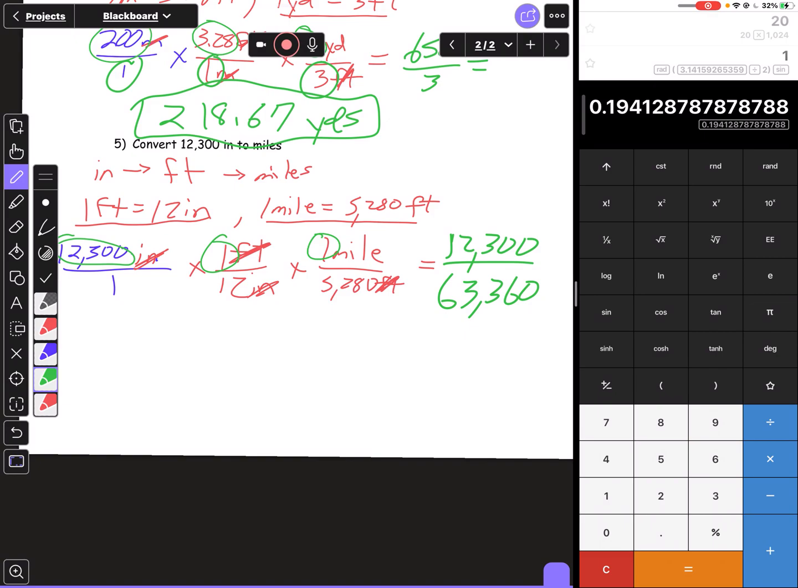And that gives me 0.194. I'm rounding to 2 decimal places, so that would just be 0.19, because the 9 would stay a 9 because the next number is a 4. If it was 5 or greater, it would round up. So that'd be 0.19, and then my units would be miles. So 12,300 inches is the same distance as 0.19 miles.